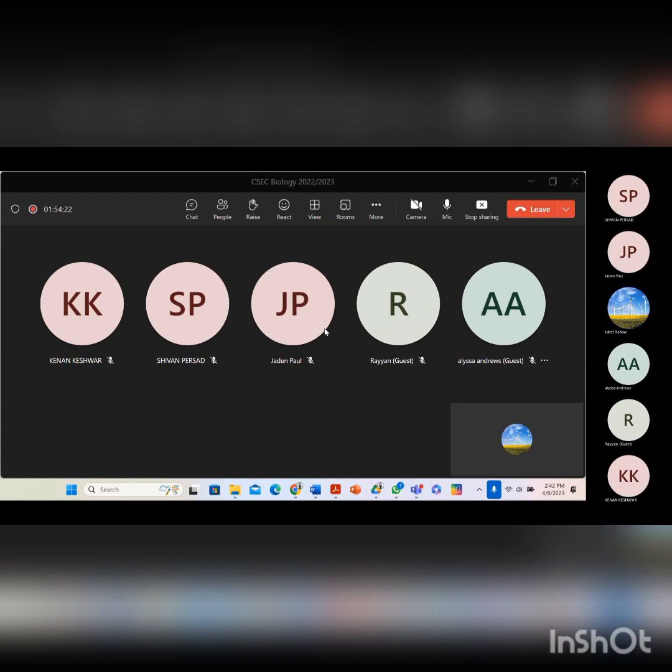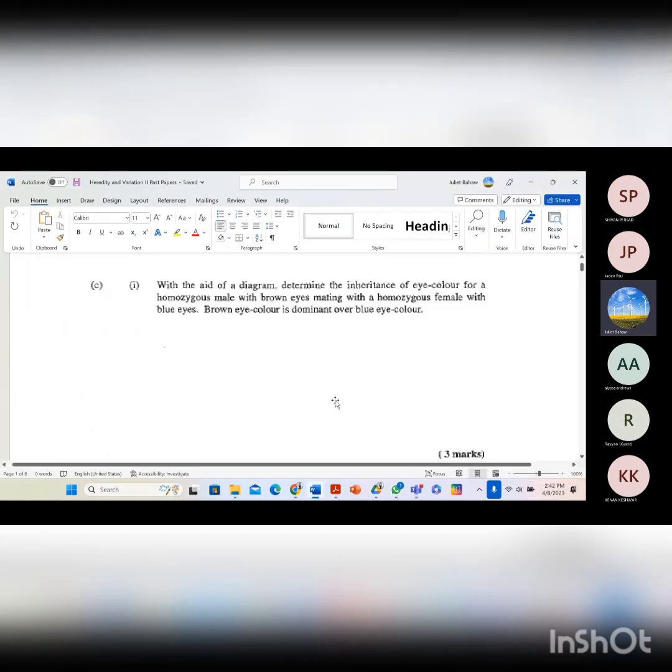Okay. So let's go through it. I saw that some of you sent it and you all were correct. Just a little thing with your steps in terms of how you represent your steps, okay? Now this one is 3 marks, and again, start off with your parent. Your first thing, start off with your key, which is what letters you're using to represent the alleles. So let's work it out and see.